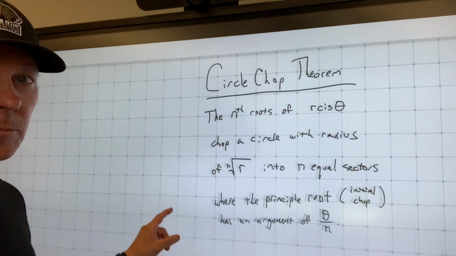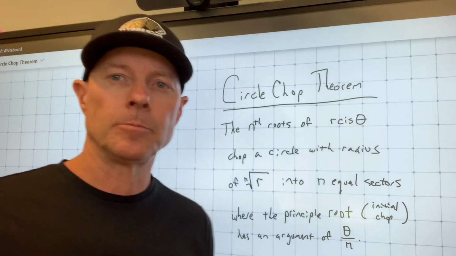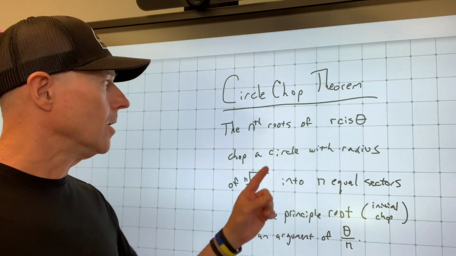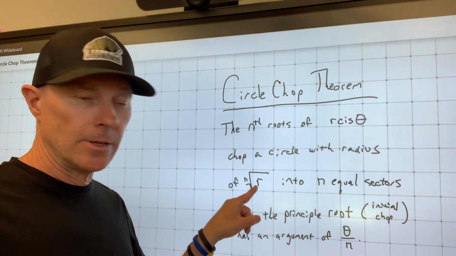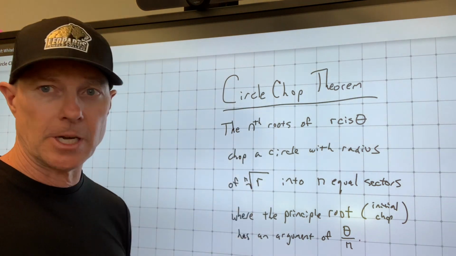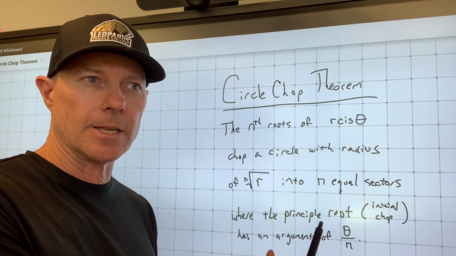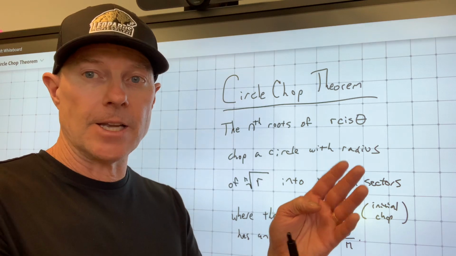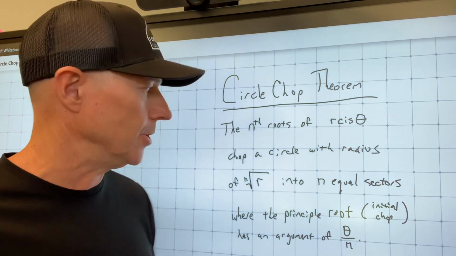Here it is. To find the roots of a complex number, you are going to chop up a circle whose radius is the root of the modulus. So if you're trying to find the nth root, you just take the nth root of the modulus. That's going to be the radius of the circle. A while ago, we were trying to take the fourth root of 16. The fourth root of the real number 16 is 2, so our radius was 2.